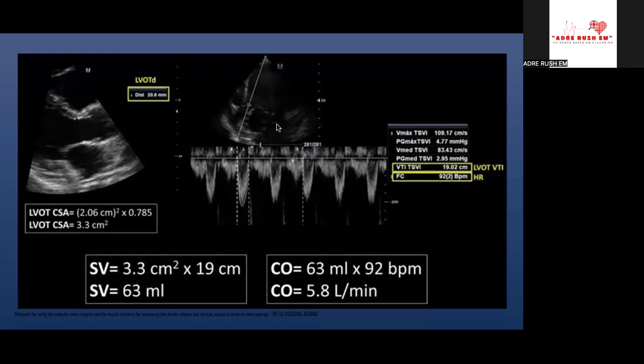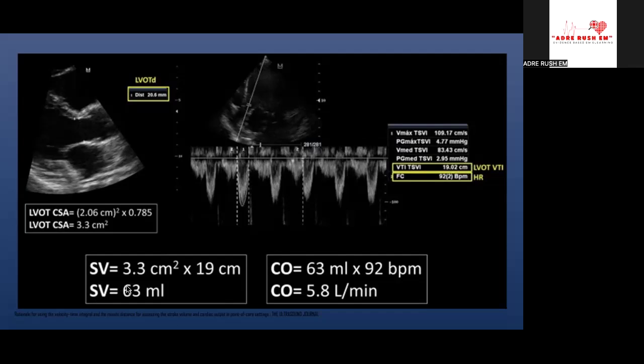And then you have your velocity time integral, where you measure the velocity time integral in your apical 5-chamber view. You keep the sampling area as parallel as possible to the blood flow. And once this is measured, you calculate the LVOT VTI. So the LVOT VTI here you can see is approximately 19 centimeters.